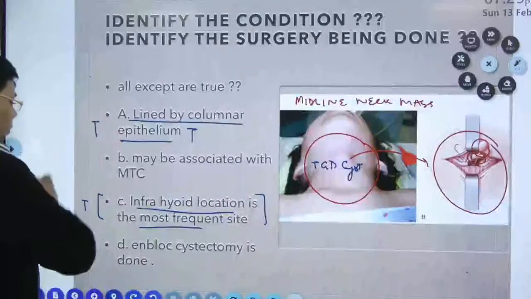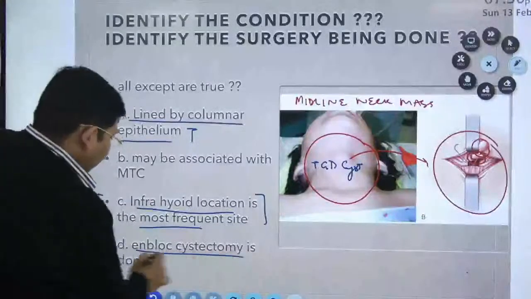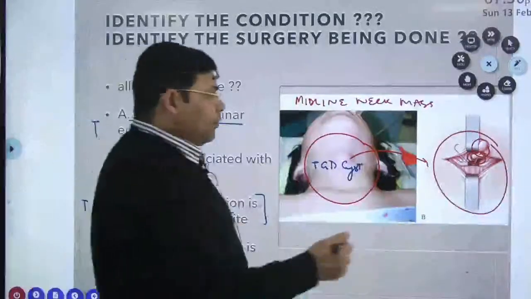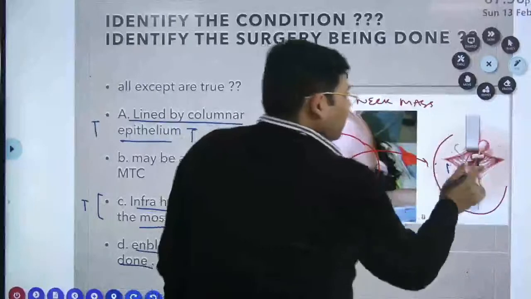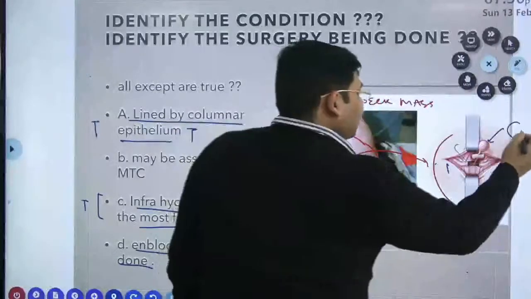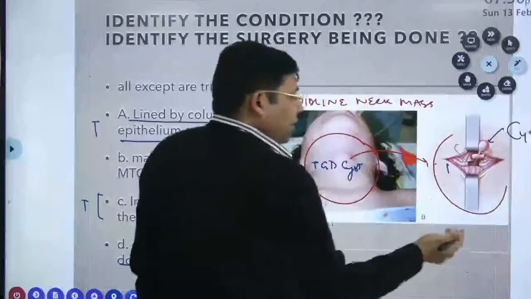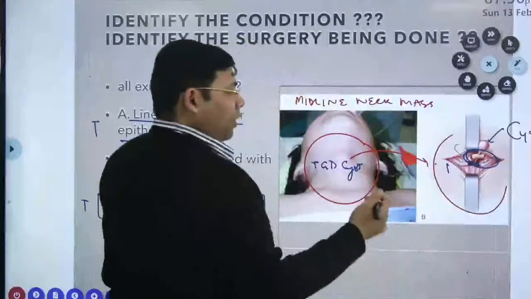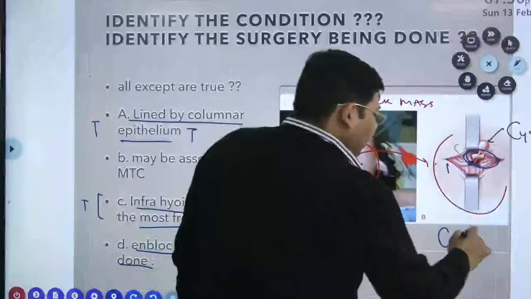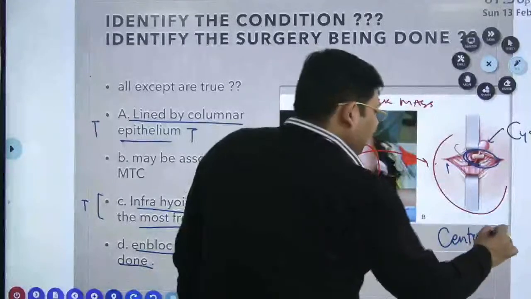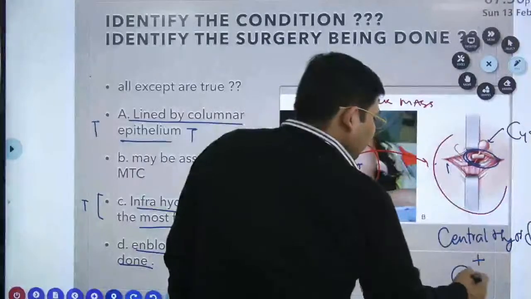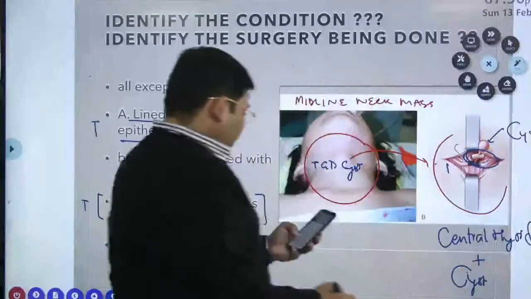This is also true. En-bloc cystectomy. Now when you have to treat this, you will remove the cyst, and along with the cyst, the block which contains it. So what is contained here? It is contained with the hyoid. So the central part of the hyoid bone, and along with that, the cyst is also going to be removed. And what is this surgery known as?